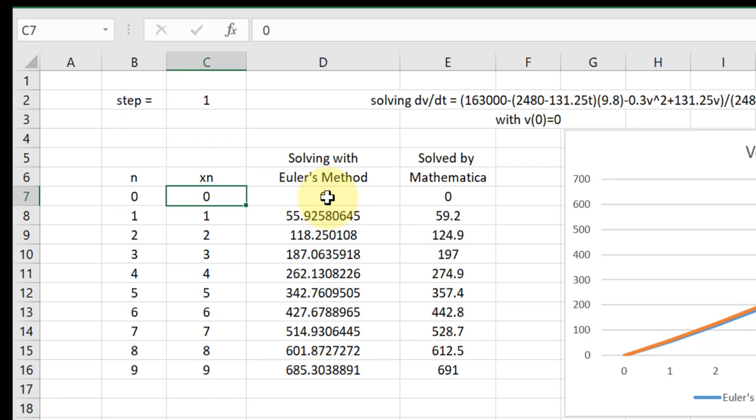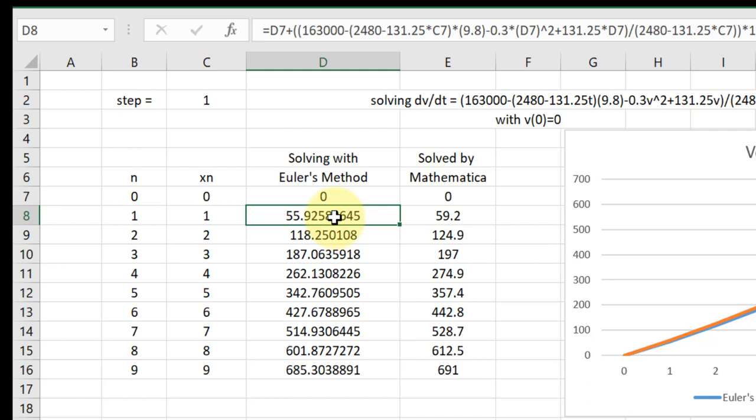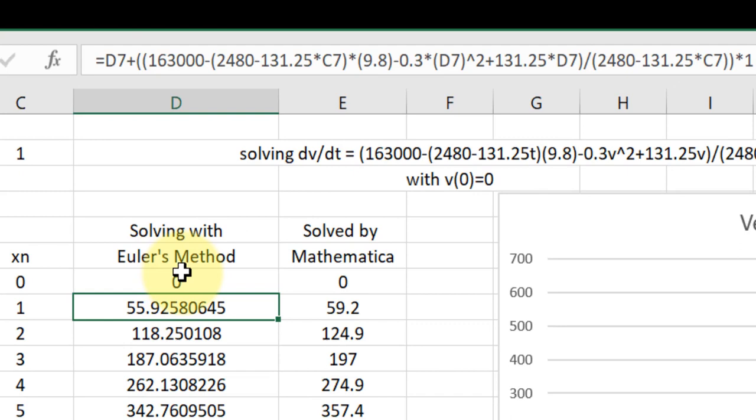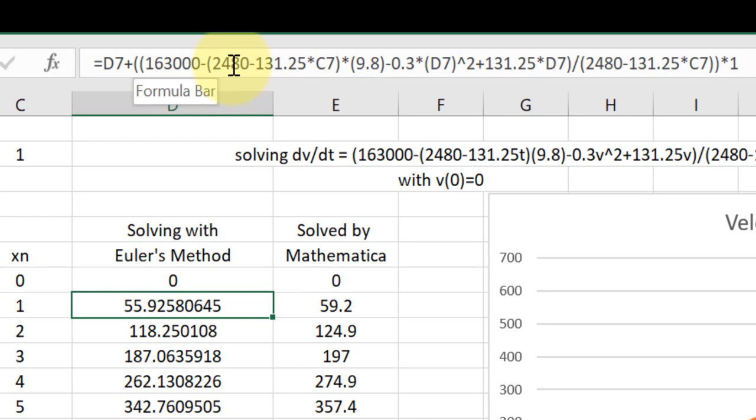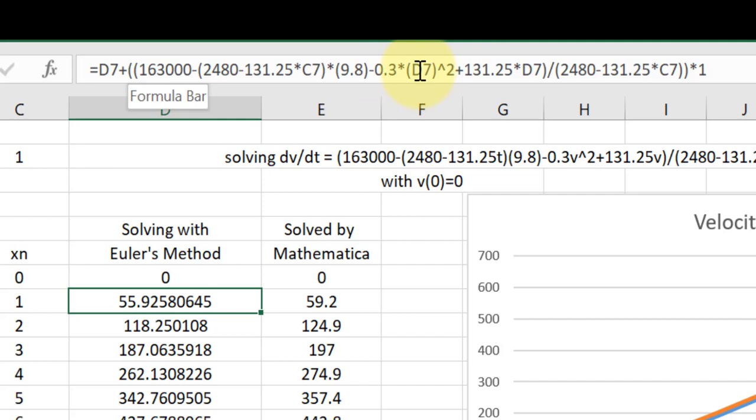But right here is where I'm actually typing in the formula for Euler's method, where I'm starting with the initial velocity, or the previous velocity, which actually is the initial velocity, D7, right there, that value. And there's the thrust minus the, well, that's the initial mass and the burn rate and the acceleration due to gravity, etc. There's the previous velocity squared, and basically that's it, times, I just kept it at a constant 1 there, as my delta t.